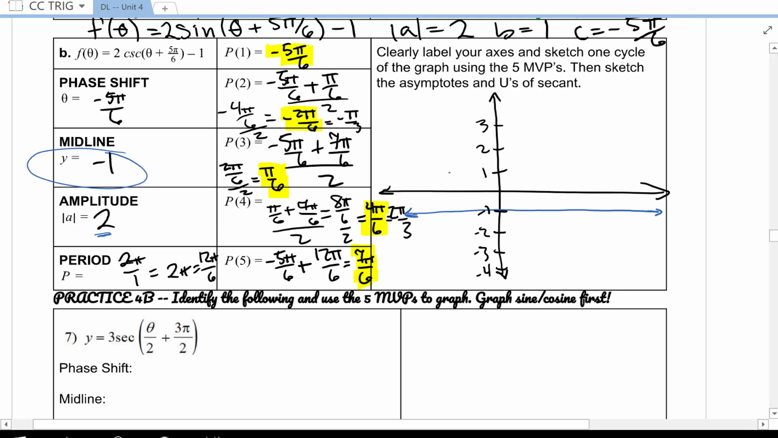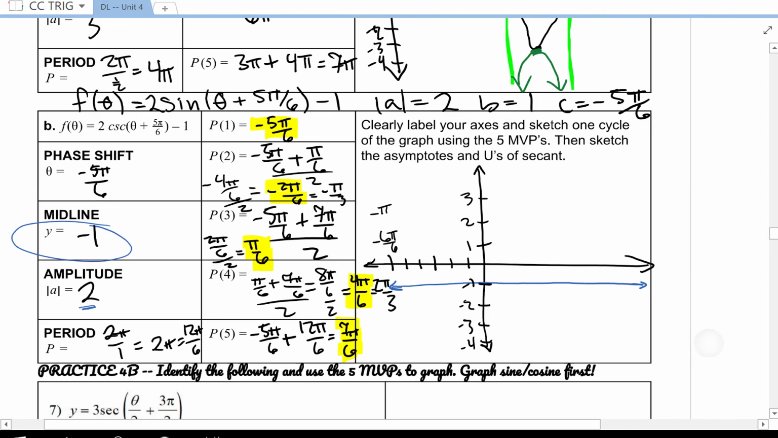-5 pi over 6 is almost a full negative pi, so I'm going to write this as -6 pi over 6, which is negative pi, and I'm going to cut this up into 6 sections. How do I do that? First, for 6, you cut it in half, and then if you cut 6 in half, you have 3 and 3, so you need to do 2 tick marks in the first section, and 2 tick marks in the second section. Okay, we're going to do that as well over here.